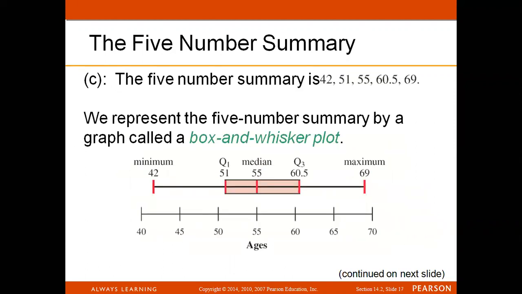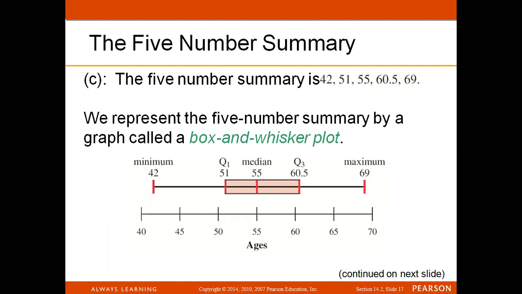What we do with this information, 42, 51, 55, 60.5, and 69, is we represent it in what's called a box and whisker plot. So we represent the 5-number summary by this graph. First of which, you'll draw yourself a ruler on the bottom. This is a graph, so consider needing a horizontal axis where you label the quantities that we're looking at. These are ages of the presidents. They range from 40 to 70. You want to go a little below your low and a little above your high. So the minimum was 42, we'll start at 40. The maximum was 69, we'll end at 70.